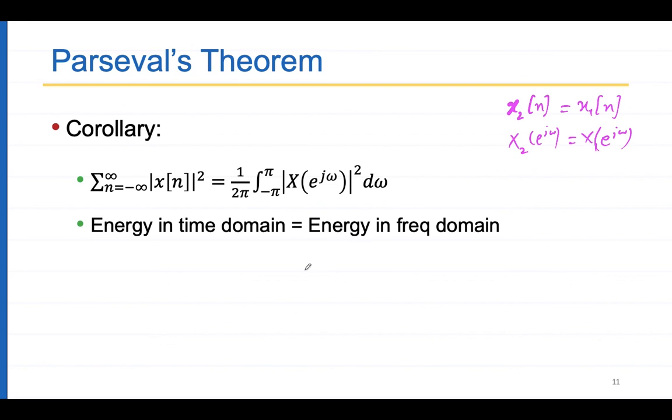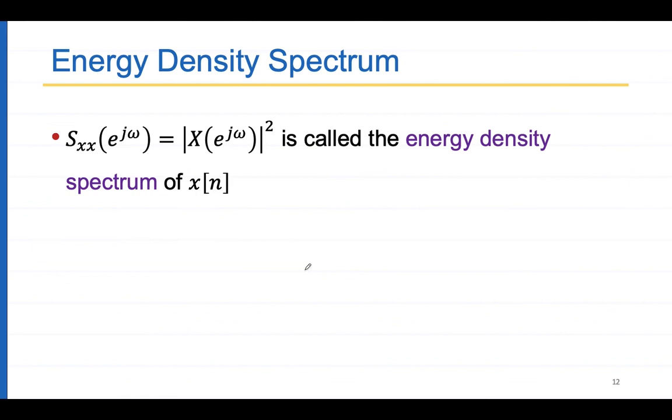This is how we define energy. And then we have the energy density spectrum, which is defined in this way. Basically, X(e^{jω}) mod square is called the energy density spectrum, because it gives you the distribution of energy with respect to omega. So you have Sxx(e^{jω}), and this is the distribution of energy with respect to omega. Of course, you have to go only between minus pi to pi or from 0 to 2 pi, because it's a periodic thing.